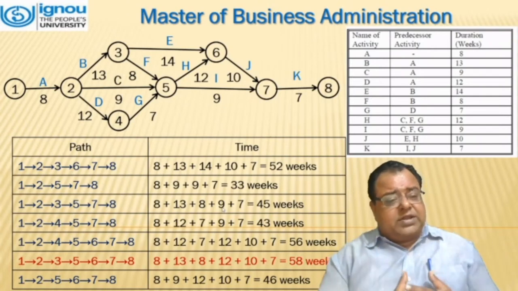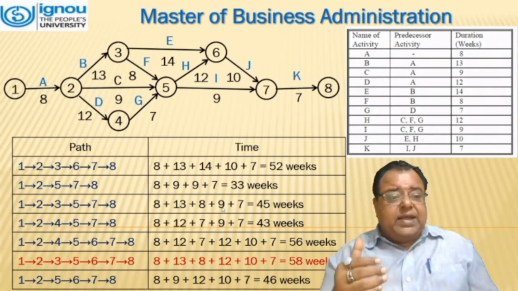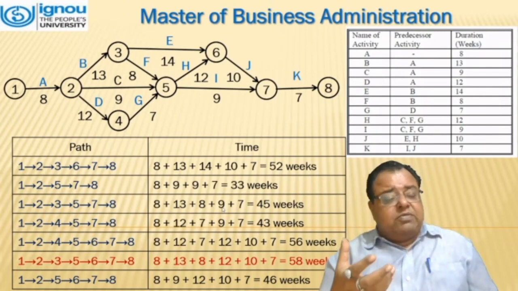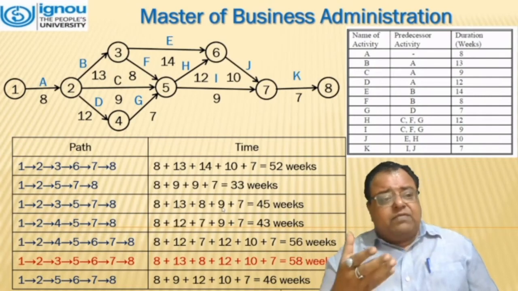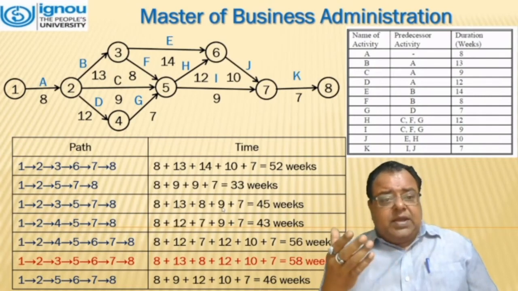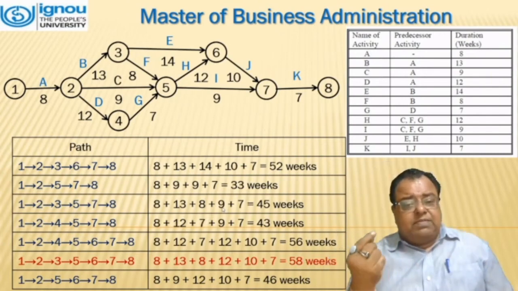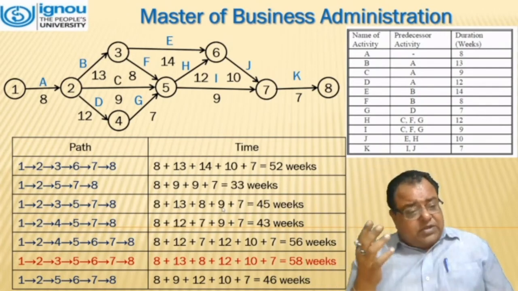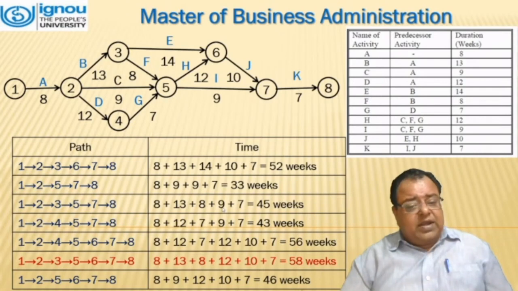Similarly, while we are drawing this path, we have to estimate the time. So we will be adding the time which is consumed for the completion of this sequence for A, B, F, J, K. We will be summing up 8 plus 13 plus 14 plus 10 plus 7, which comes out to be 52 weeks. So for the second path, 1, 2, 5, 7, 8, we get 33 weeks.